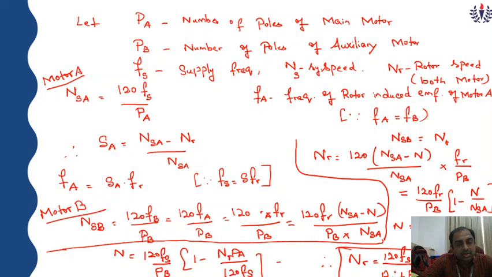This method has some disadvantages. First, it uses two motors, which makes it expensive. Second, smooth speed control is not possible. Third, the operation is complicated. Fourth, the starting torque is not sufficient to start the motor. Fifth, it is operated only when Pa equals Pb.